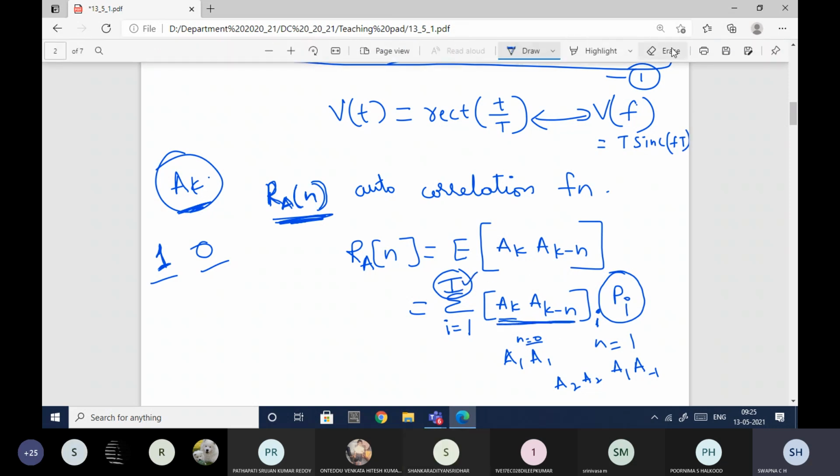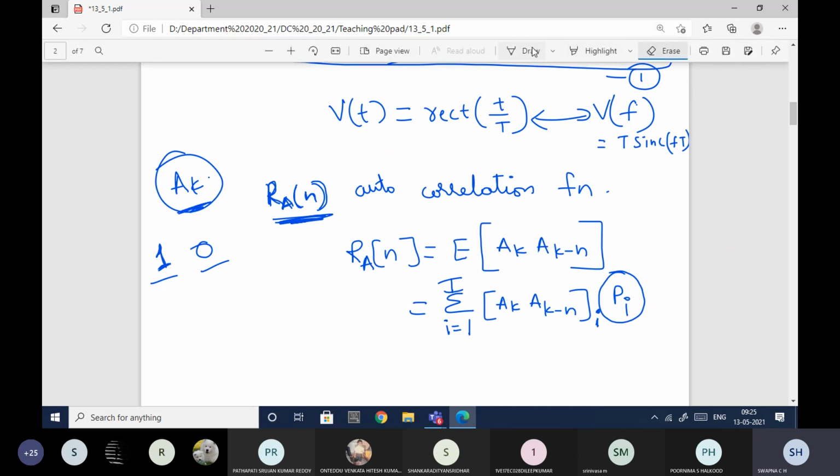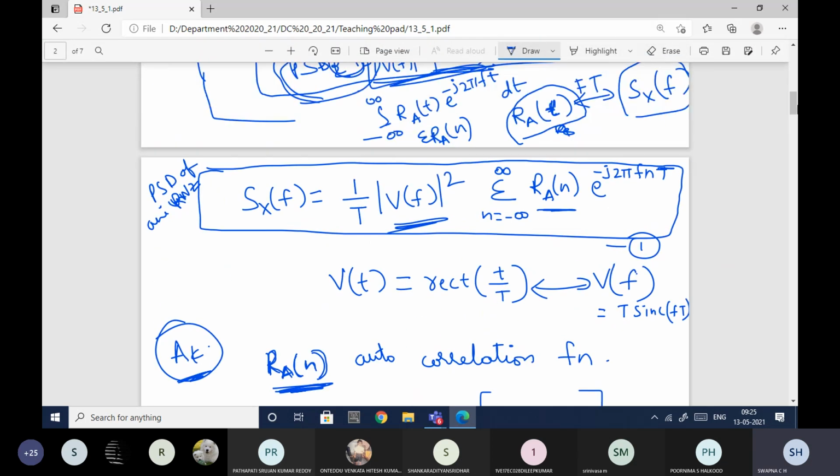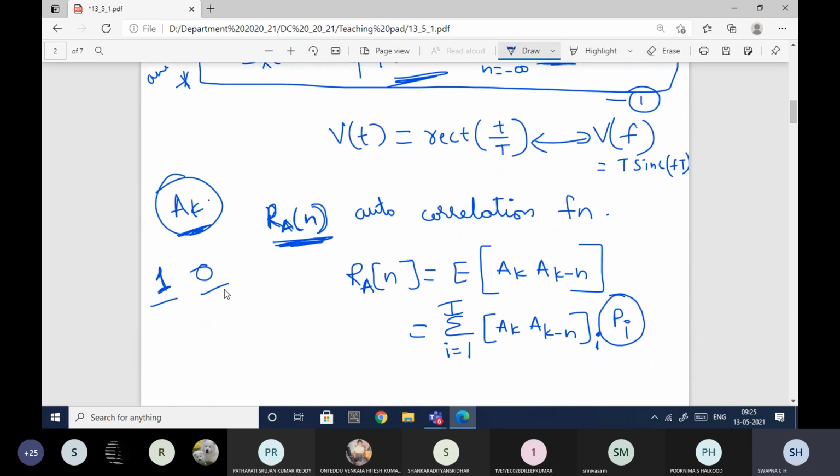So using this equation I need to find the autocorrelation function of the random variable A_k. This is a formula to calculate it. All this also you need to remember. So this is your R_A of n. Using this we'll be calculating the function. This let me consider as equation 1, and this as equation 2.